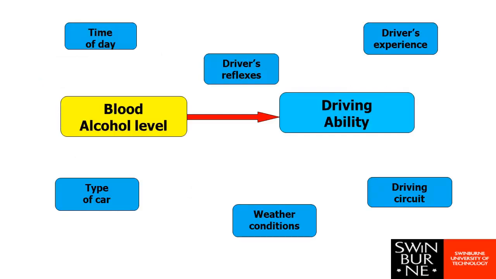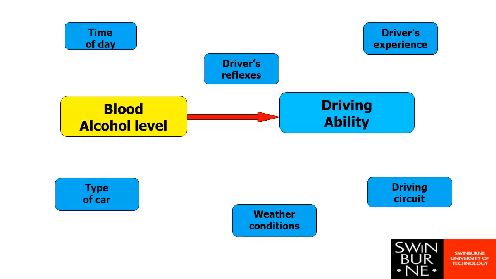So if we come back to our blood alcohol and driving ability example, there's all sorts of other things that might have an impact on driving ability above and beyond blood alcohol level. And if we just ignored all of those things, we may go and do an experiment and say there's a particular relationship between blood alcohol level and driving ability, but in fact there were these other factors, like the driver's reflexes, the type of car, the weather, the driver's experience, that were all also having an impact on the driving ability of the individuals.